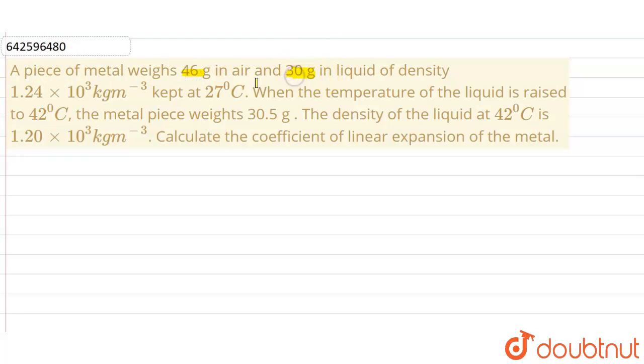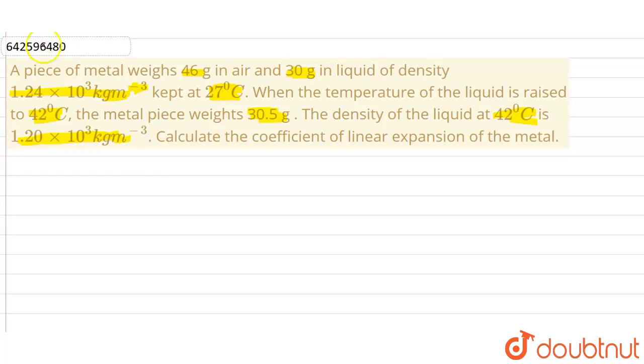Hello everyone, so our question is: a piece of metal weighs 46 gram in air and 30 gram in liquid of density 1.24 into 10 raised power 3 kg per meter cube kept at 27 degrees Celsius. When the temperature of the liquid is raised to 42 degrees Celsius, the metal piece weighs 30.5 grams. The density of the liquid at 42 degrees Celsius is 1.20 into 10 raised power 3 kg per meter cube. Calculate the coefficient of linear expansion of the metal.